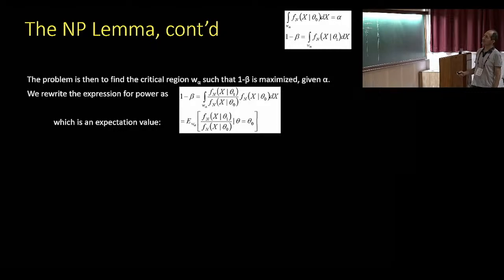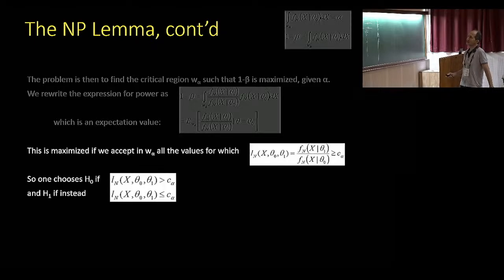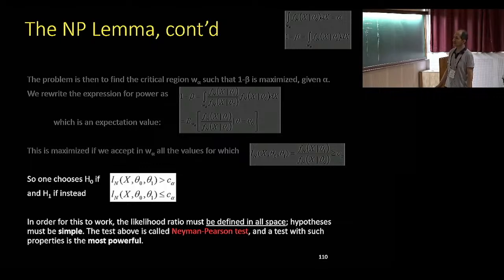And you want to find the critical region such that you maximize power given a certain type 1 error rate. You can rewrite the expression for power by factoring out the PDF for the null hypothesis, and you realize that this becomes an expectation value in the critical region of this ratio. And this is exactly the likelihood ratio. So you can choose a region based on this ratio being as high as possible, and it automatically maximizes your odds of discriminating the two hypotheses. So this is the Neyman-Pearson lemma, and it has some requirements for it to be valid.